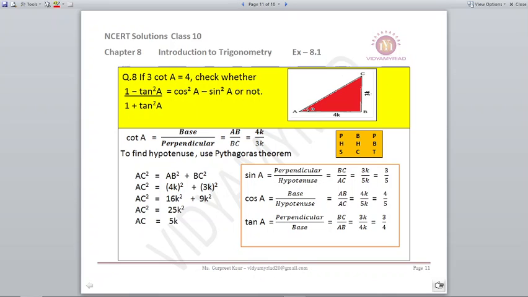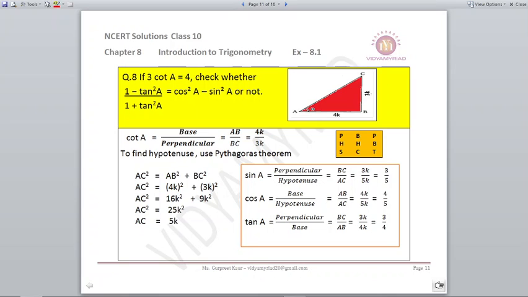Now we made a triangle ABC, right angle at B. Now we are given cot A. Cot A is base upon perpendicular, which is AB upon BC, and we can write the values 4k upon 3k because we are given 3 cot A is equal to 4. So cot A will be equal to 4 upon 3. We will take 3 to the other side. Now hypotenuse is missing here. As usual we will be using Pythagoras theorem to find out AC. That comes out to be 5k.